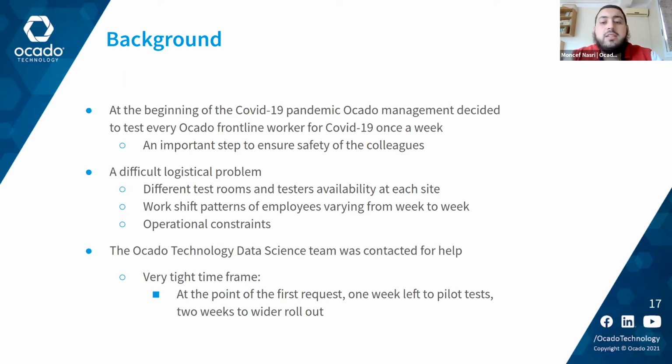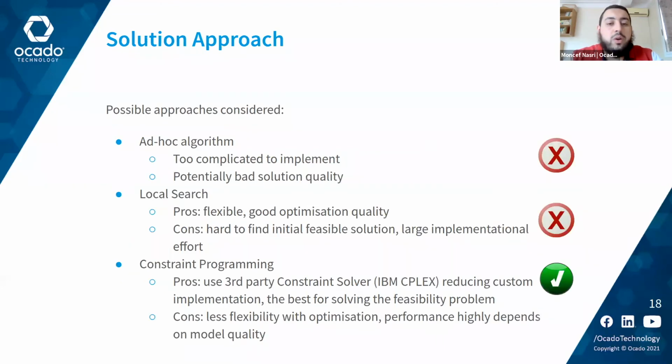And so the Ocado Technology data science team was contacted for help. We had a very tight time frame. Basically, when they requested it, we had 1 week left to the pilot tests and 2 weeks left to the wider rollout. So we had to have a reliable solution within 2 weeks. Obviously, we had several options in terms of solution approach, and this is something that we do every time we have a new problem. We don't have a limited set of tools. Every time we have to evaluate what is the best tool and then use it.